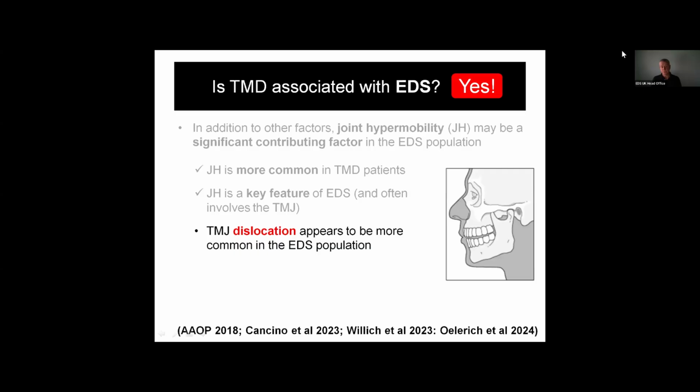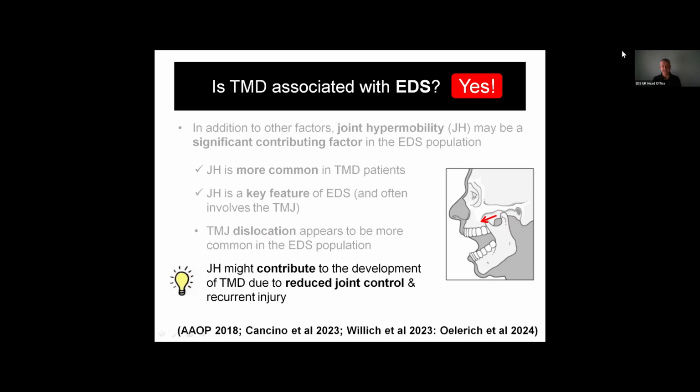TMJ, or temporomandibular joint dislocation, appears to be more common in the EDS population. It's thought that joint hypermobility might contribute to the development of TMD due to reduced joint control and recurrent injury.